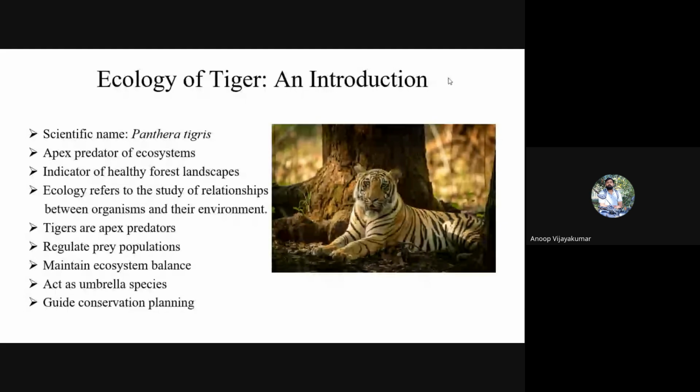Another very interesting question I ask students, especially school kids, is this. I tell them that tiger is actually giving us water, whether you agree or not. So they wonder how tiger is giving you water. They are not understanding the question.